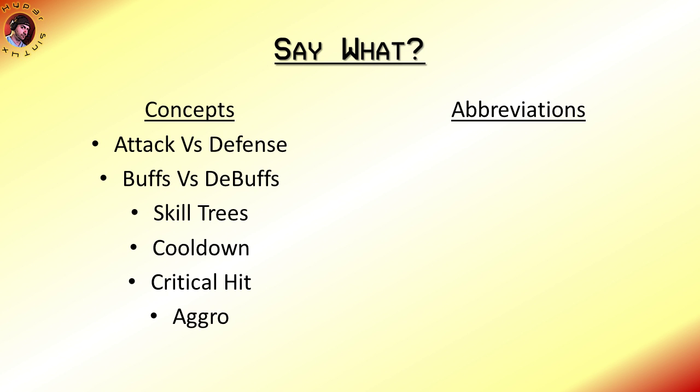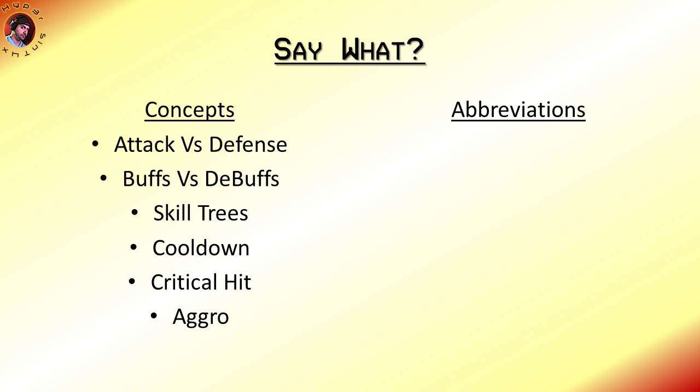Aggro is short for aggression. And the way this worked in gaming is whoever is doing a lot of damage, that person will be what's called drawing aggro. And what that means is if you in particular are doing a lot of damage on the battlefield, the enemies will take note of that and they will all start to gang up on you.